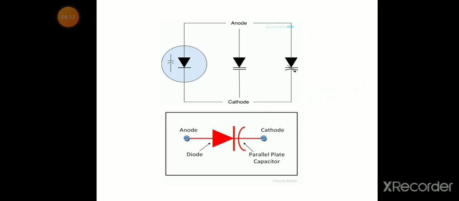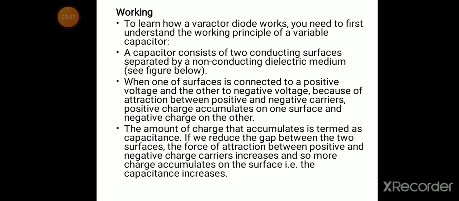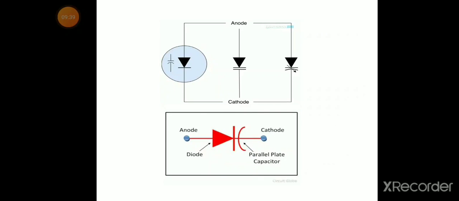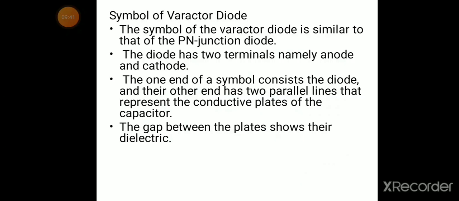You can see the diagram: anode, cathode, diode with capacitor, or the second symbol is diode with capacitor, and the third symbol is diode with variable capacitor. Mostly we use the second symbol, with anode, cathode, and the diode. Another one is the parallel plate capacitor. So you can see how we can represent it like this.